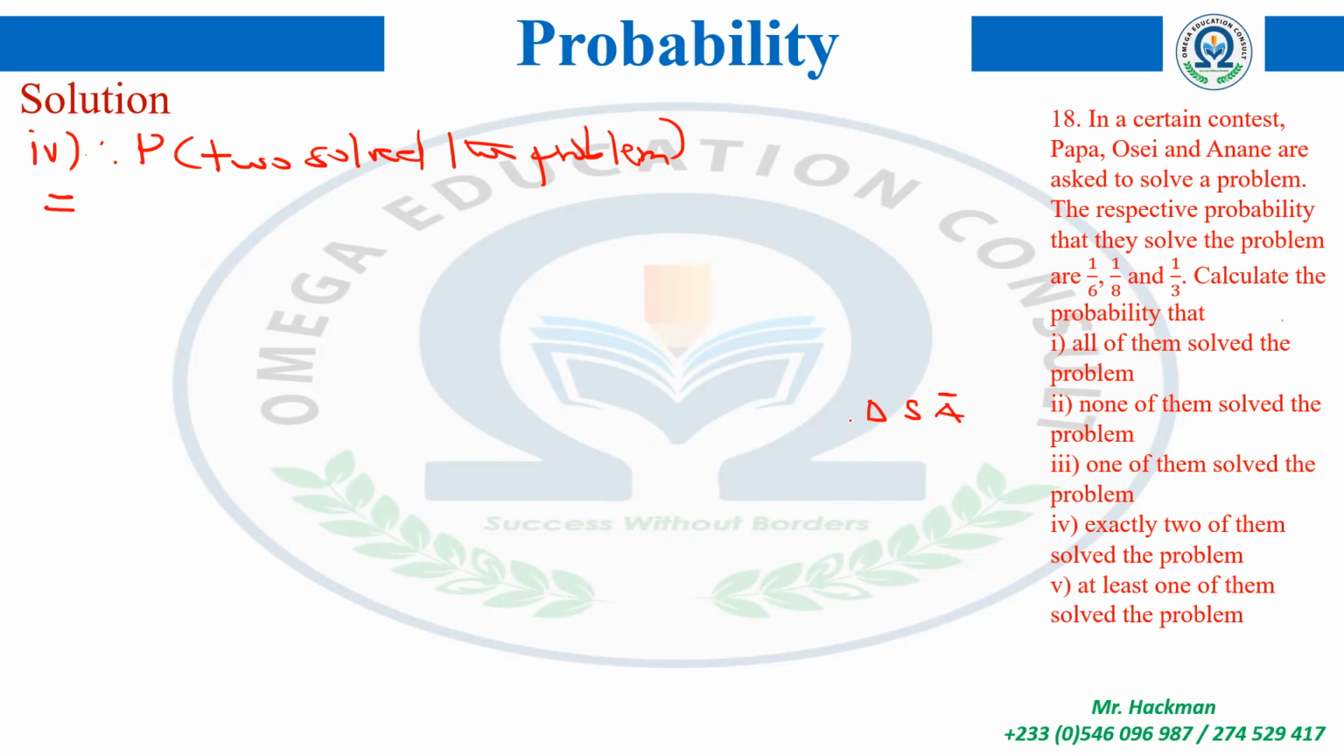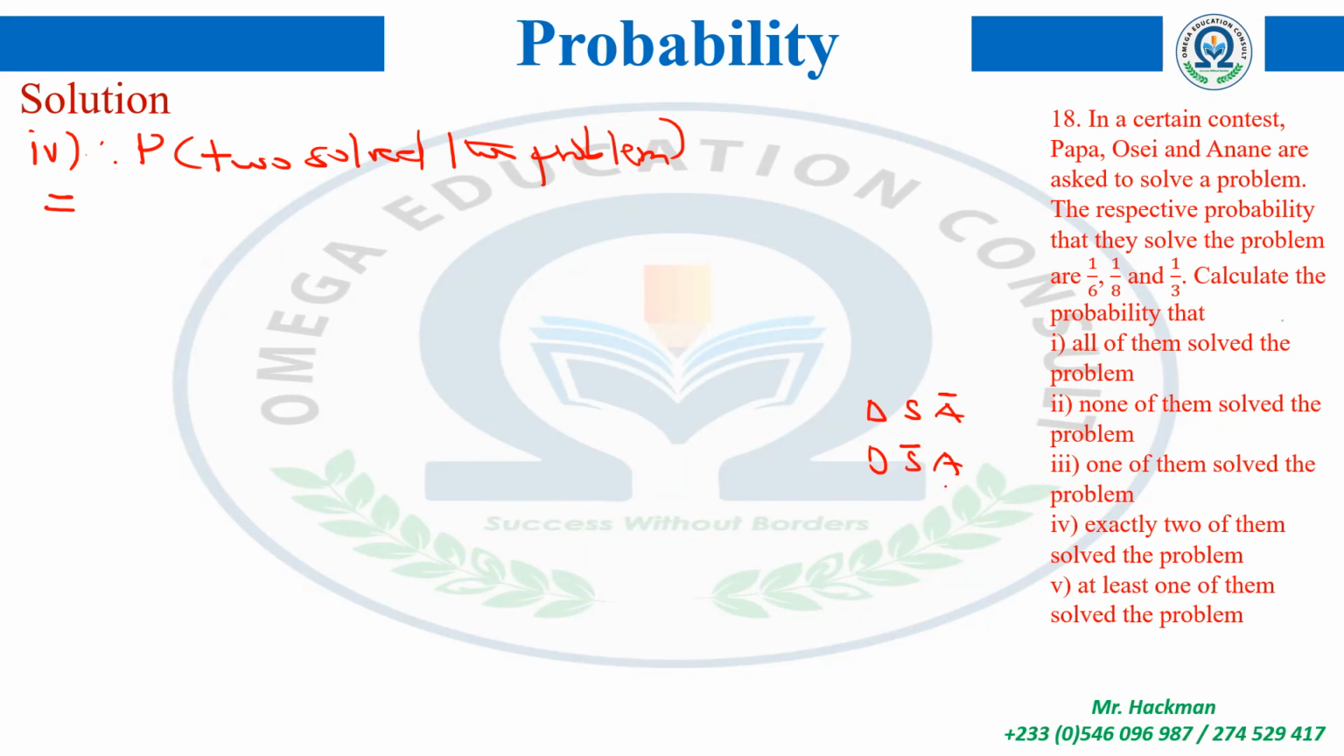You can see this represents one possibility for 2 of them solving the problem. It can also be this, D, S bar, A. This time round, Papa is able to solve the problem. Then the only person who is not able to solve the problem, let me put it this way, is Osei. So Papa is able to solve, Anani is able to solve, but Osei is not able to solve.